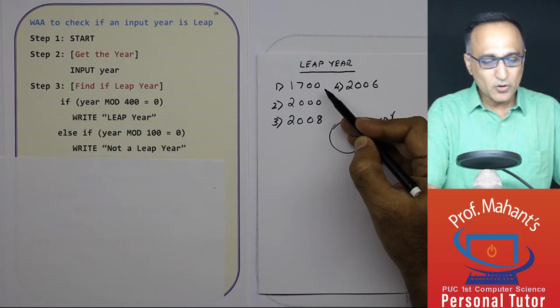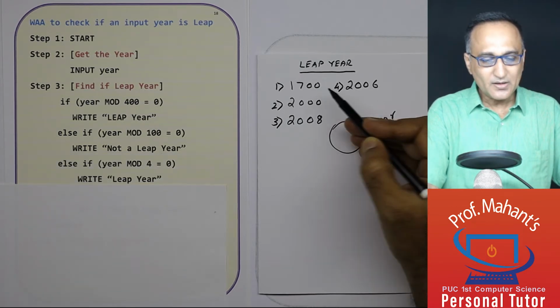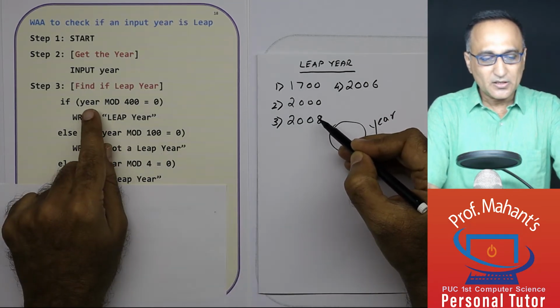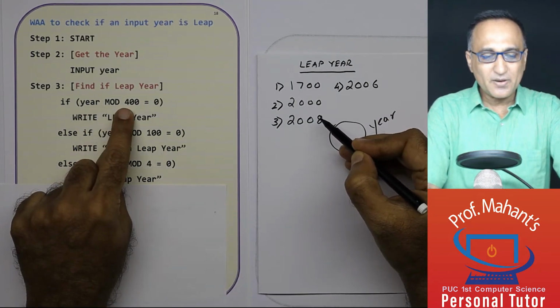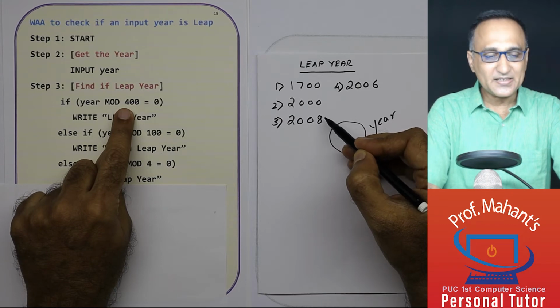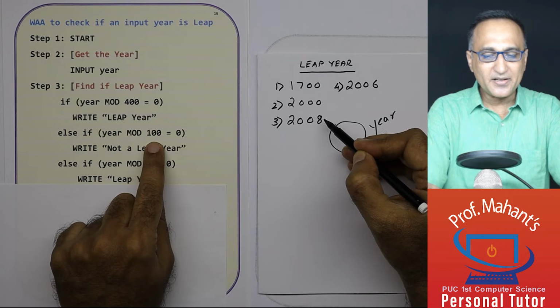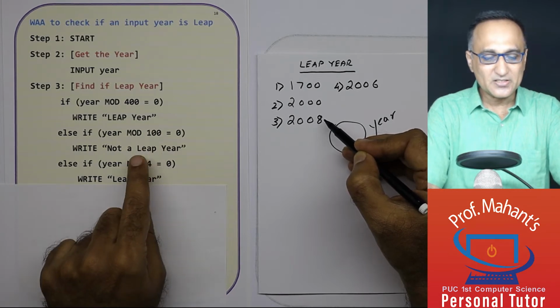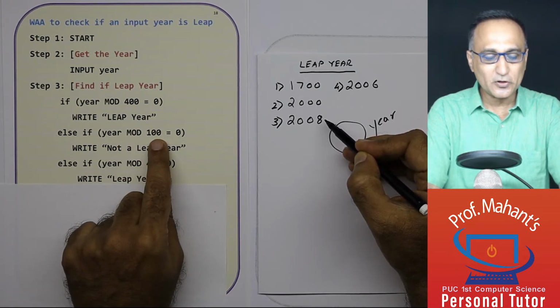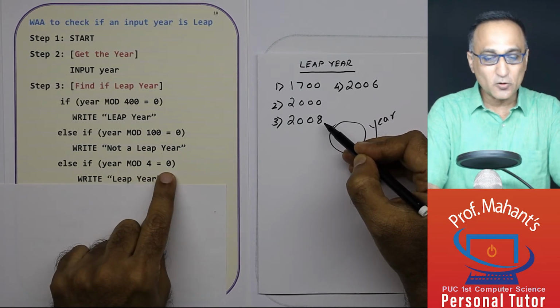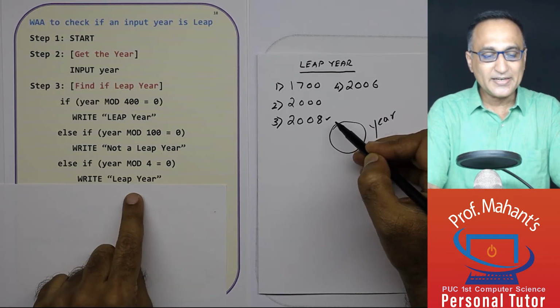Now let's take one more case. If the year input is 2008, 2008 divided by 400, remainder is 8. So this is false. 2008 divided by 100, remainder is 8. Okay, this condition is also false. 2008 divided by 4, the remainder is 0. So 2008 is also a leap year.